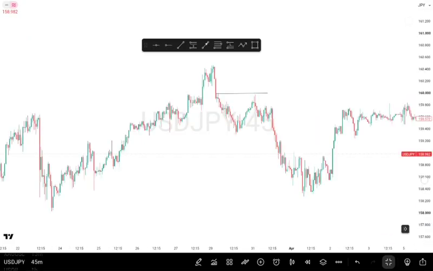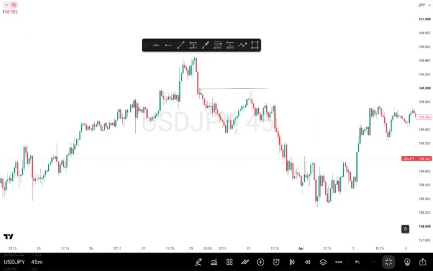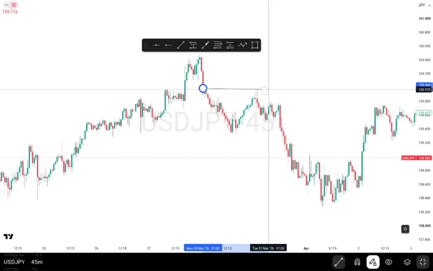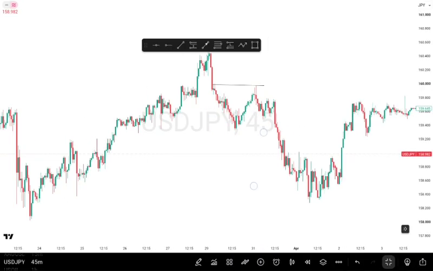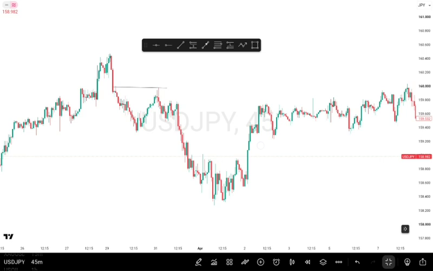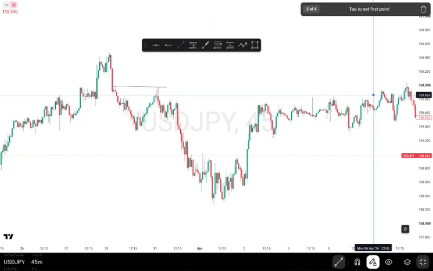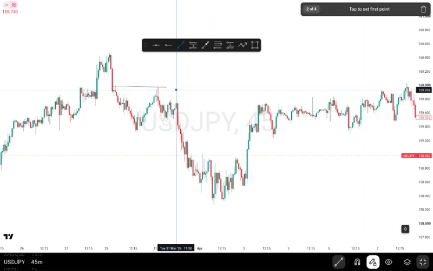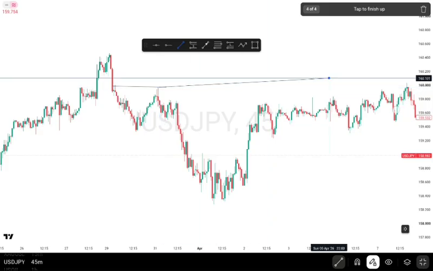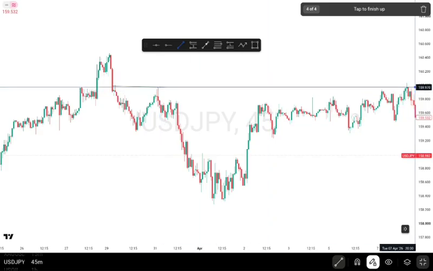So this is an example of a double top, which the market came back to take away. So this is an example of a double top, and then what did the market do? Market came back, grabbed the double top away, right, and then came back to deliver.